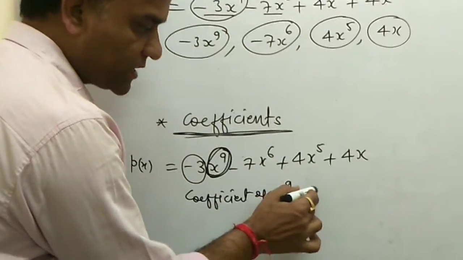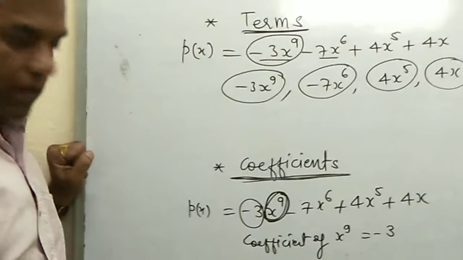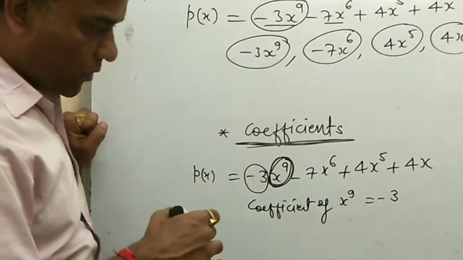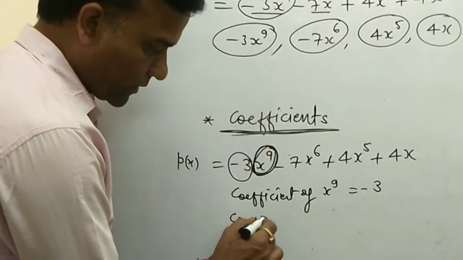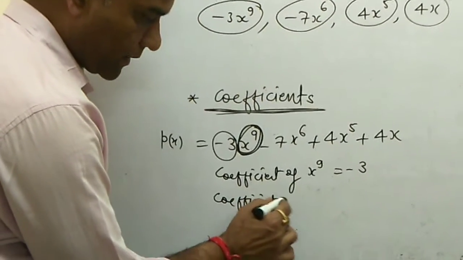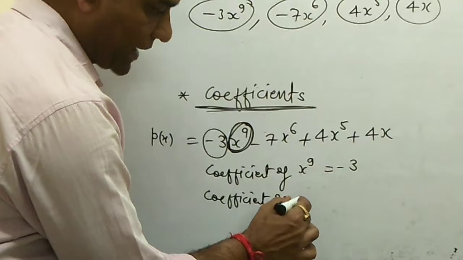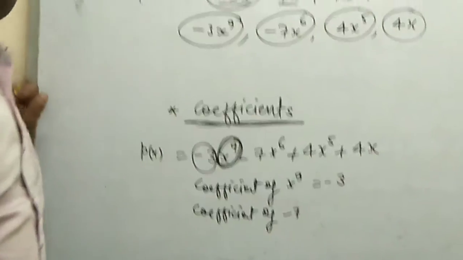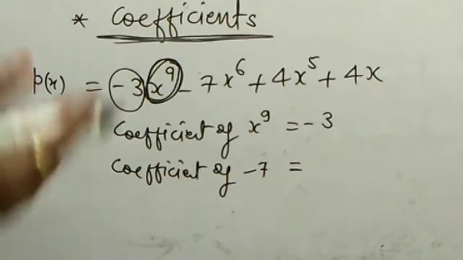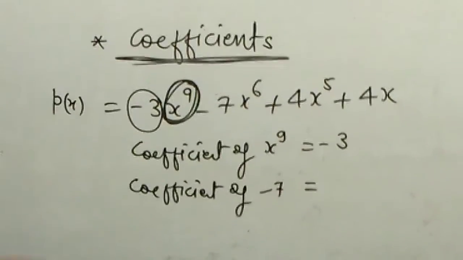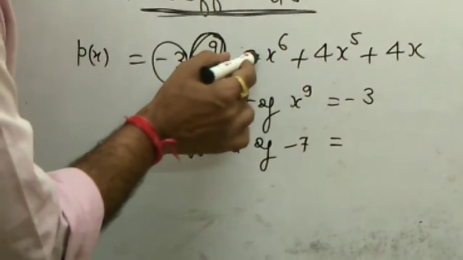So your answer is minus 3. Okay, and now the question is reversed. Suppose now you write down the coefficient of minus 7. It is not compulsory that they always ask the coefficient in the form of variables; it may be a constant. So who is minus 7? Only minus 7 is here.